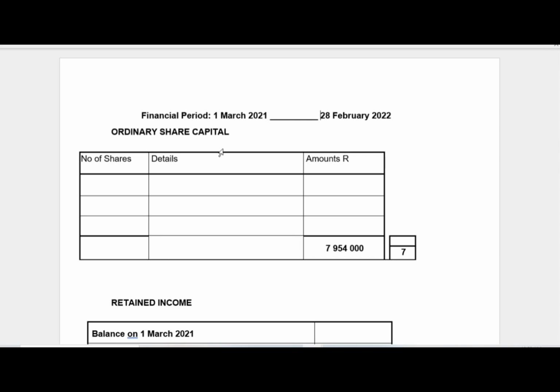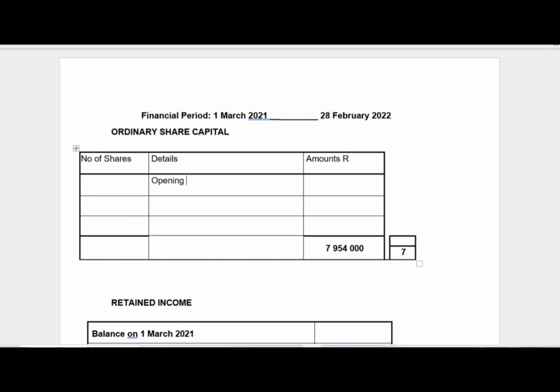So now, since we have identified our financial period, I want us to come this side where we are going to have opening balances. Opening balances will be from the month of March 2021. So when we come here, we're just gonna say opening balance, because it will be for the amounts in rand and the number of shares this side. Some of you can say balance on the 1st of March 2021, but I will advise that you say opening balance.